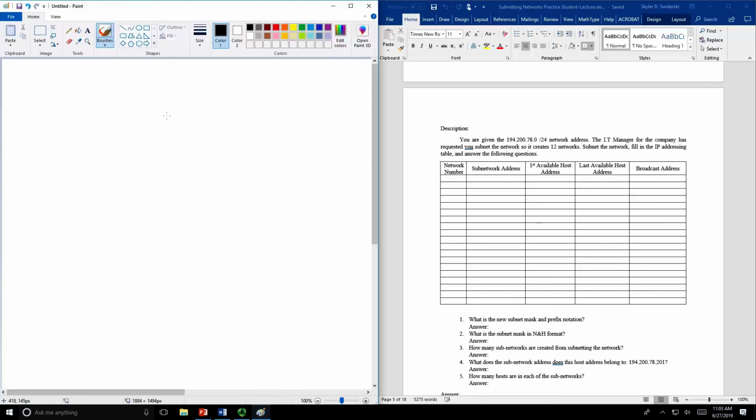So in this problem, we were given a Class C network address with its appropriate subnet mask and prefix notation, and we had to create 12 networks. Now, this is a little bit more networks than the other one, but again, the same principles apply. Remember, in the other one, we had to steal 3 bits, which gave 8 networks. Well, in this case, we had to take a little bit more bits, because if we only took 3 bits, it only gives us 8. So we had to take 4 bits, which gives us 16 networks.